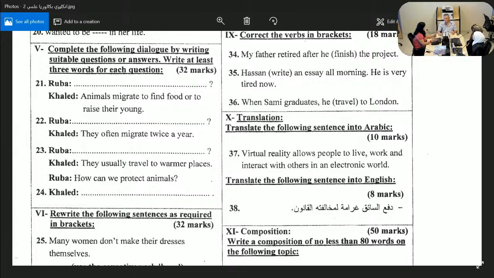From Arabic into English usually comes from the student's activity book, usually simple structure with some difficult words. English into Arabic usually comes from the scientific book, then the composition.